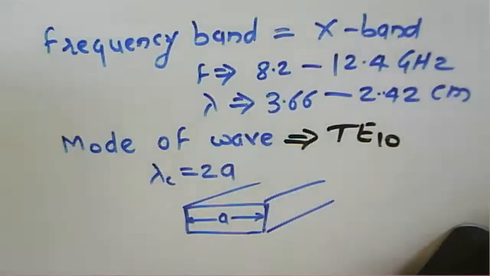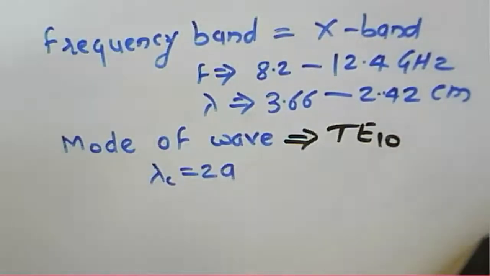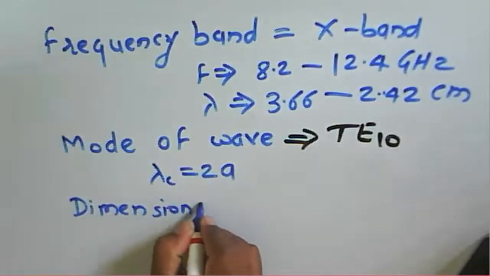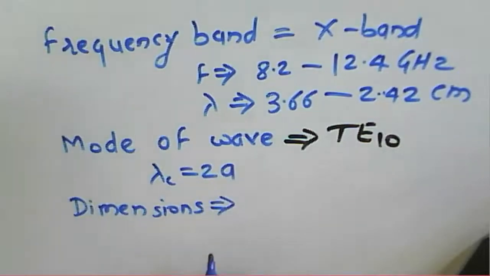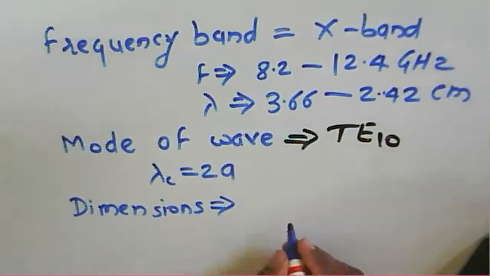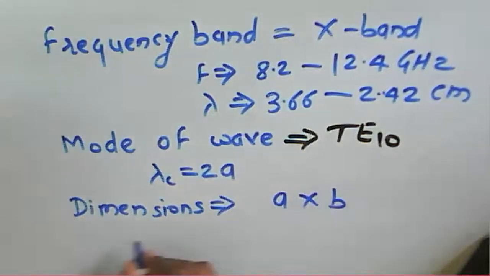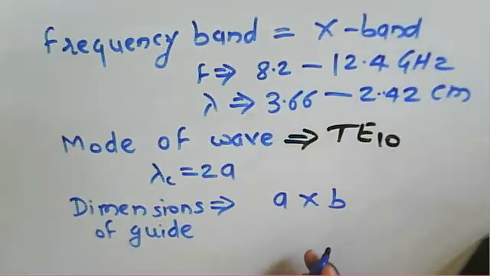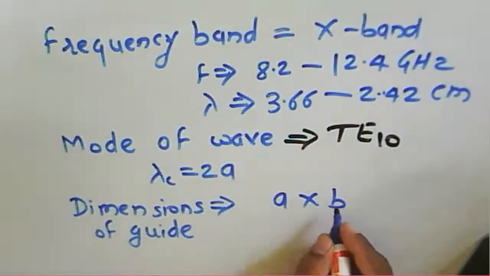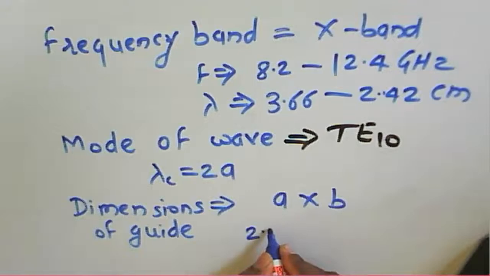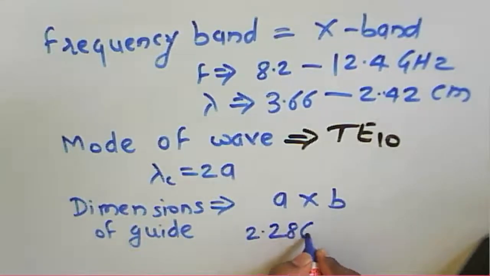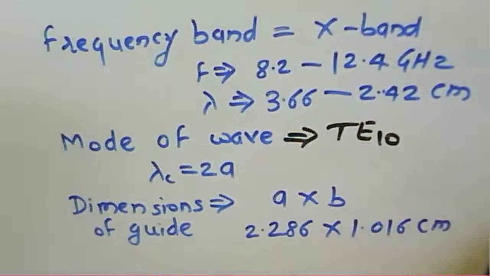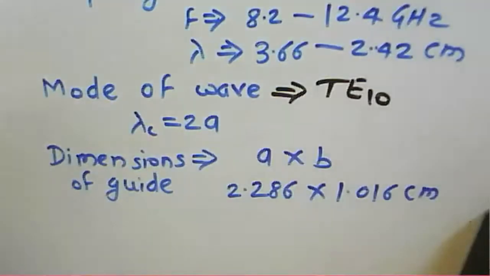Then what are the dimensions of the guide? For a given particular bench, the dimensions are important. So we are supposed to know the dimensions of the guide. The dimensions of a guide are A into B. I write here the dimension of a waveguide, A into B. So what is the value of A and B here? We say A is 2.286 into 1.016 centimeter. That is the dimension of the waveguide.